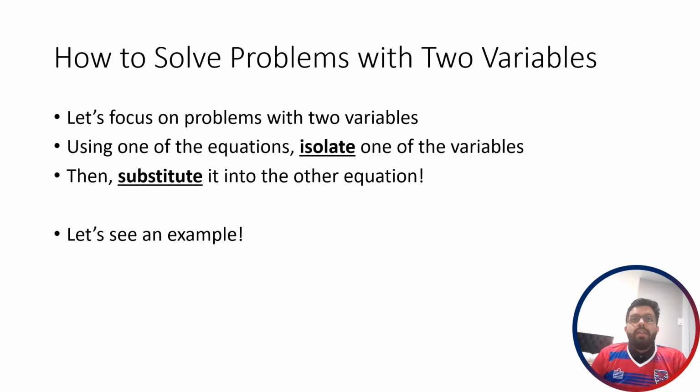So here's the idea. Here are the steps you need to follow, and we're going to understand the logic of it when we look at an example. So using one of the equations, pick your favorite, pick the one that's less complicated, isolate one of the variables. So hopefully we remember what isolating means. That means you'd get one of the variables by itself on one side of the equal sign, and then all the other stuff is on the other side of the equal sign.